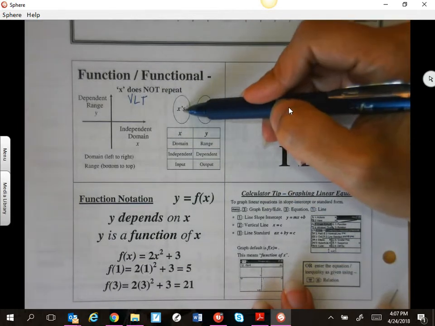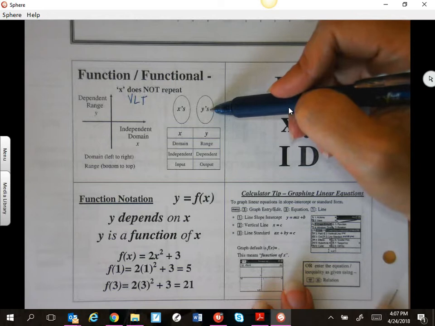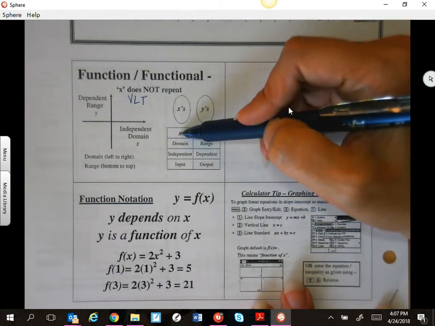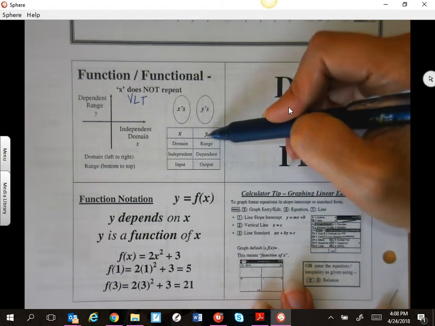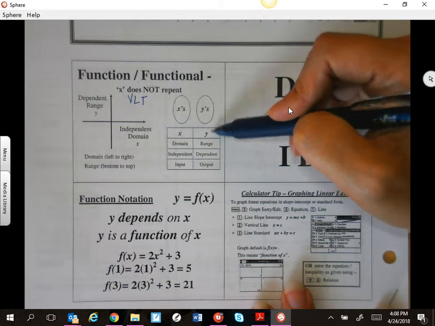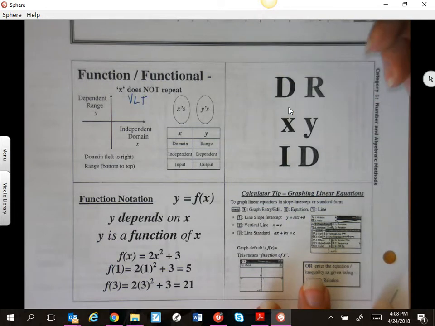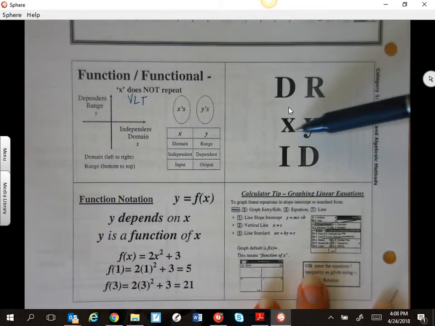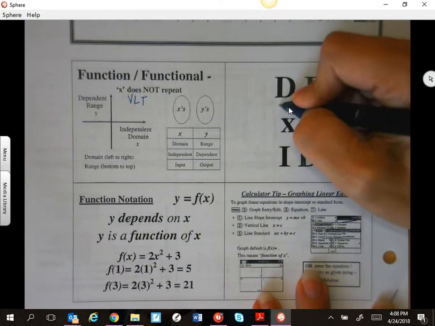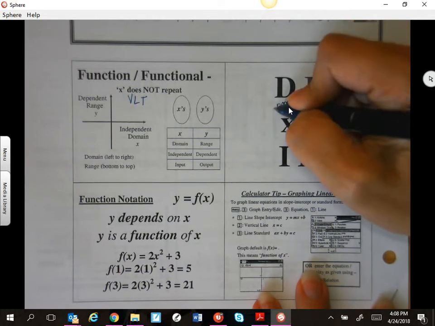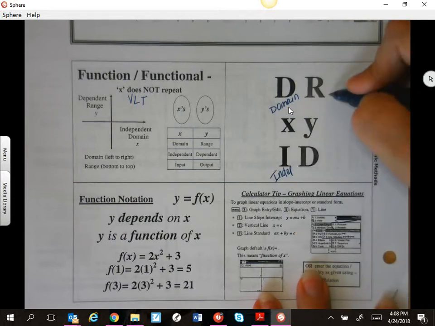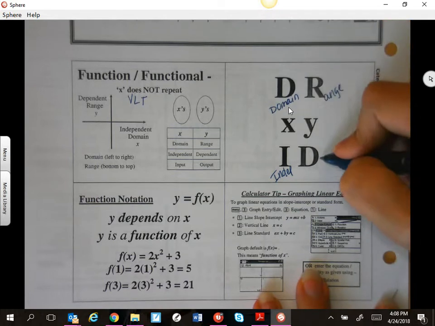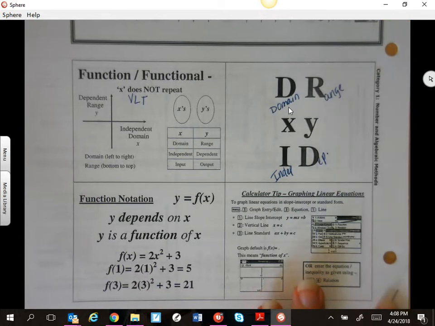In a mapping, your x's go on the left, and on the right are your y's. In a table, x, domain, independent, input are all different words for your left-hand side. Y, range, dependent, output, all on the right-hand side. You can remember Dr. XY forgot his ID. For domain, x is independent, and range is y is the dependent. You can also remember DRY MIX.